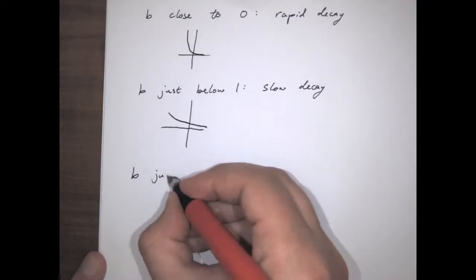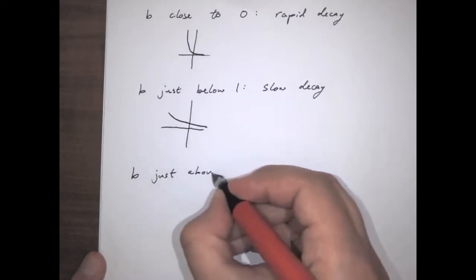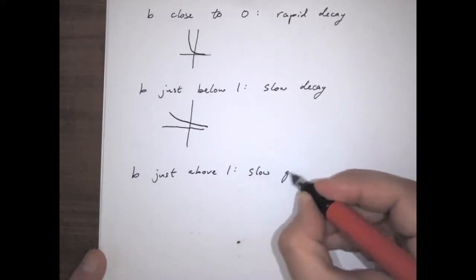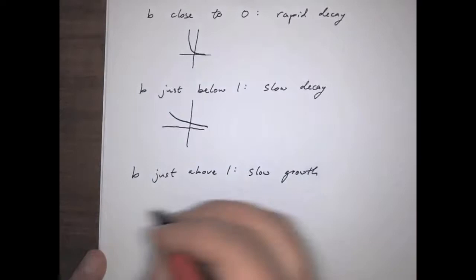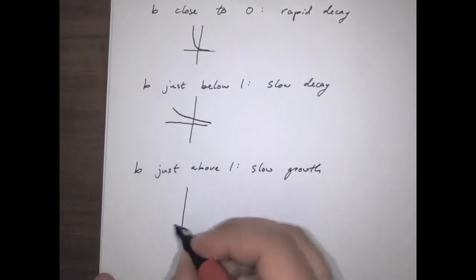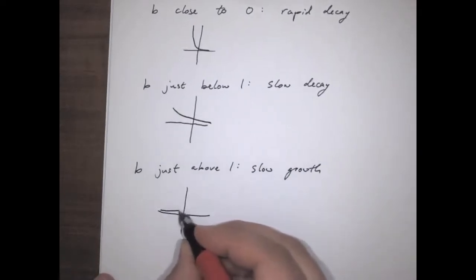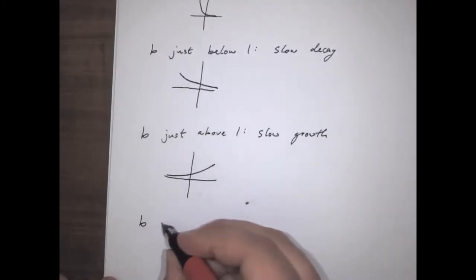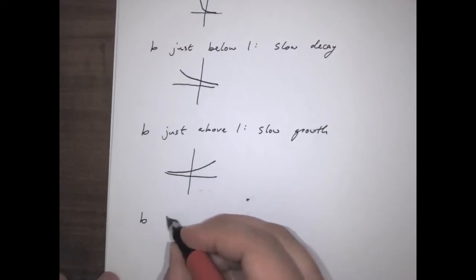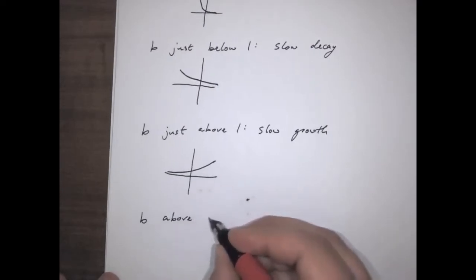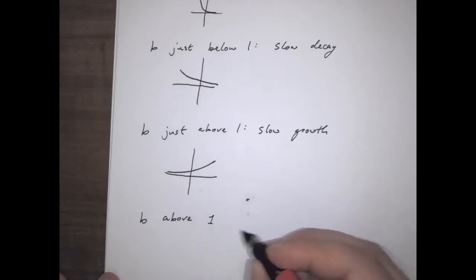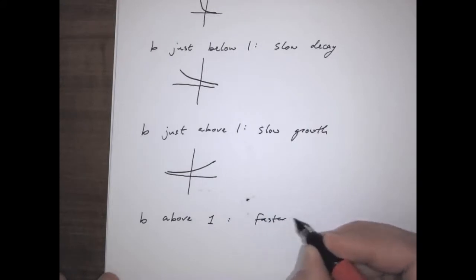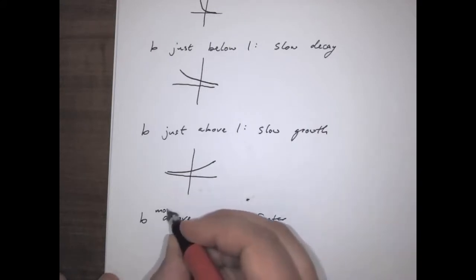B just above 1. This means slow growth. And B above 1 means faster growth, and say b more above 1.